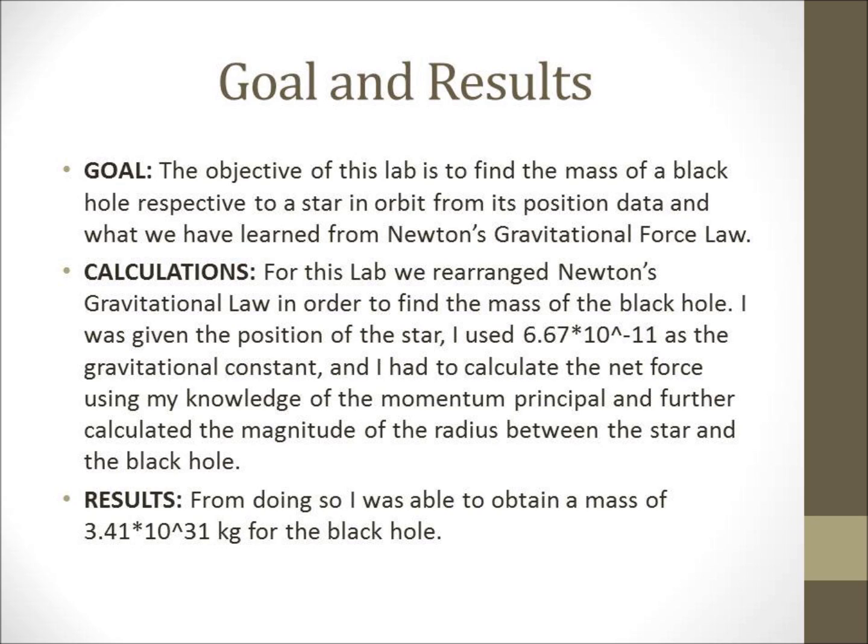I was given the position of the star. I used 6.67 times 10 to the negative 11th as the gravitational constant, and I had to calculate the net force using my knowledge of the momentum principle. I further calculated the magnitude of the radius between the star and the black hole, and from there was able to solve for the unknown, the mass of the black hole. From doing these calculations, I was able to obtain a mass of 3.41 times 10 to the 31st kilograms for the black hole.